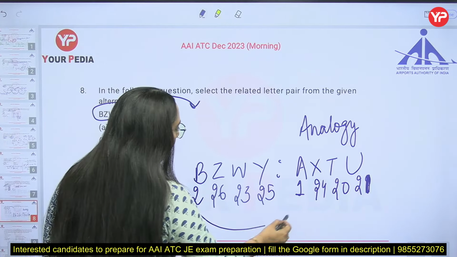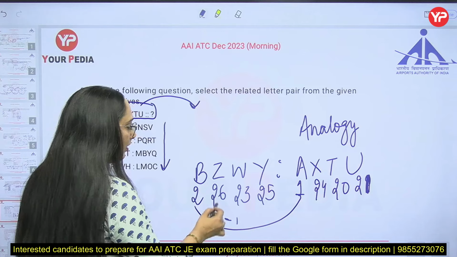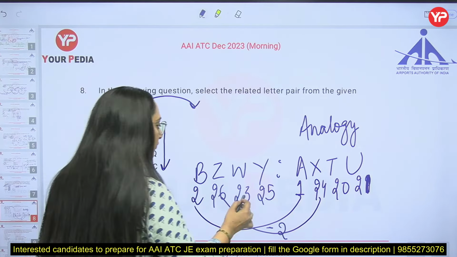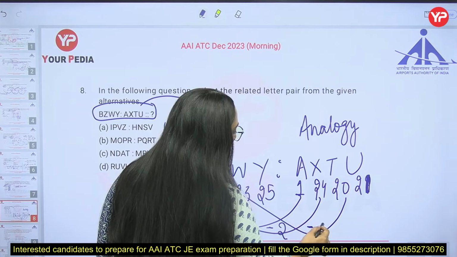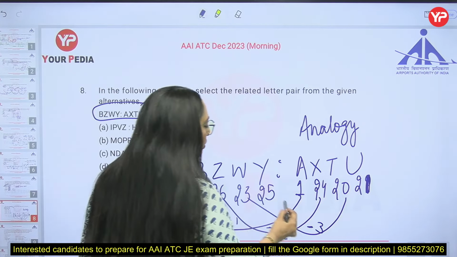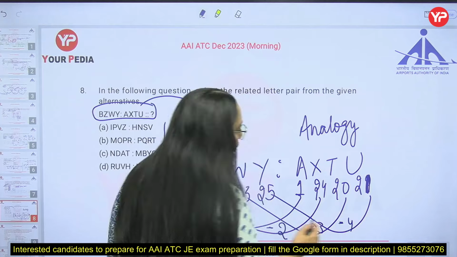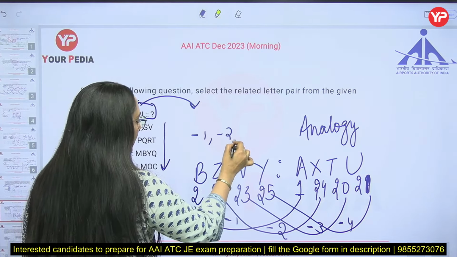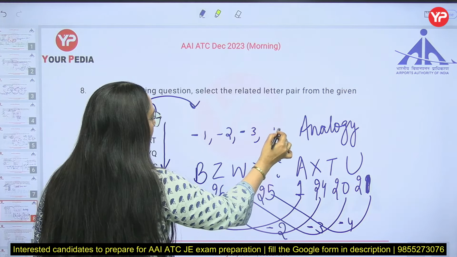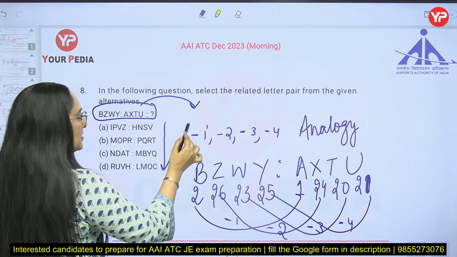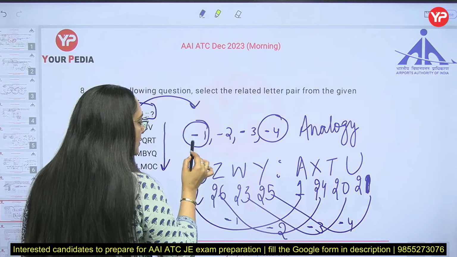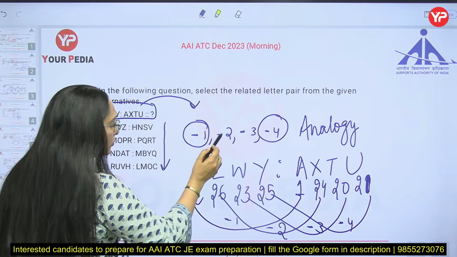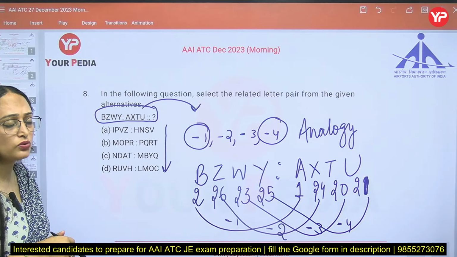See, B minus 1 is A. 26 minus 2 is 24. 23 minus 3 is 20. 25 minus 4 is 21. So what is the pattern here? Minus 1, minus 2, minus 3 and minus 4. For the options, just check option number 1. First, minus 1 and minus 4 only. Then if both are there, in that case we have to check minus 2 and minus 3.